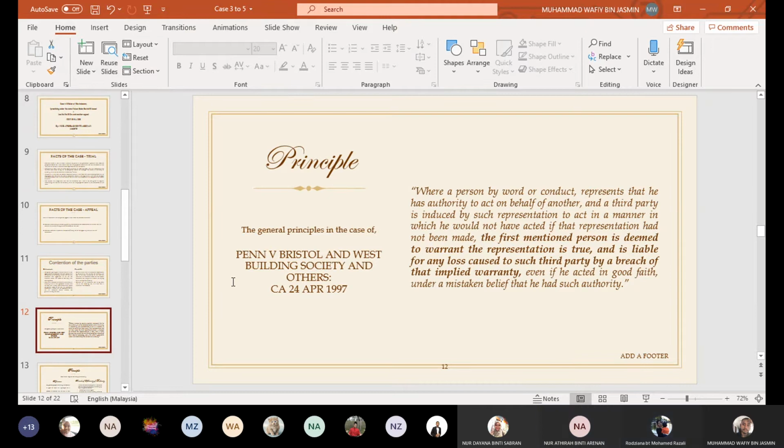Okay. So yang ni berlaku tak dalam case tu? Dia memang ada good faith. But yes, but that has not been proved. There is a good faith under a mistaken belief. Right. So the implication can extend to third parties as well. Boleh baca balik case ni. Kalau berlaku pada third parties, you may want to quote the principle in this case.